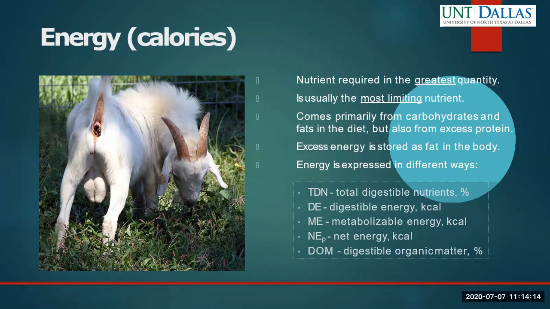The energy is expressed in different ways. We have the TDN, that's the total digestible nutrients, which is calculated in percentage. We have the digestible energy, which is calculated in kilocalories, and we have metabolizable energy, which is calculated in kilocalories too. The net energy is also calculated in kilocalories. Also, we have the digestible organic matter, which we can calculate in percent.